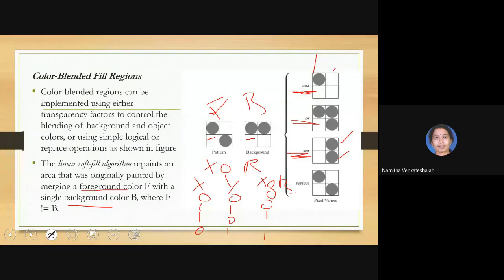And similarly, if you give replace, what happens? The background will be replaced by the foreground. That is, whatever pattern you are giving, the background will be replaced by the foreground.